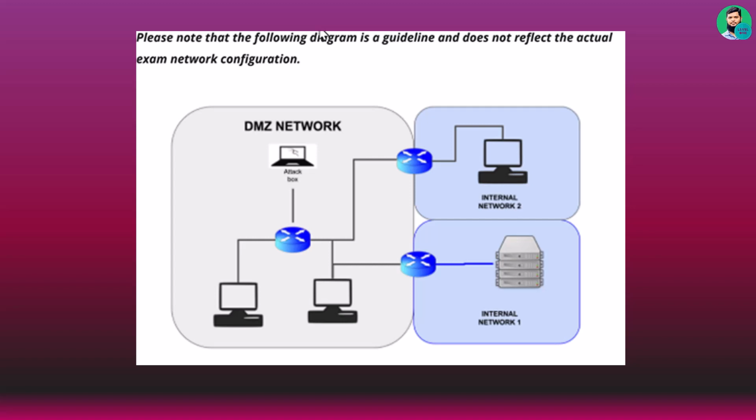Now, let's briefly discuss my strategy. Consider this network as an example provided by INE in their guideline, which we'll use to explain the strategy. The Kali Linux machine provided will be a part of the DMZ with one machine connected to an internal network that you'll need to pivot to. Don't worry about it now.